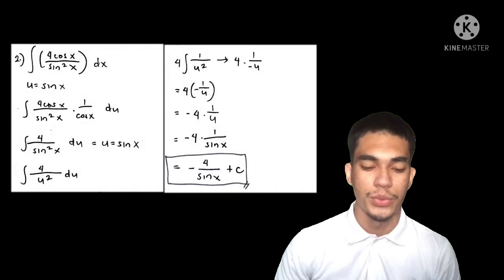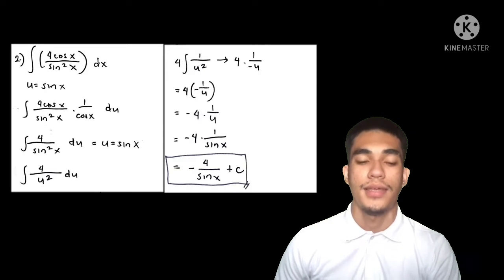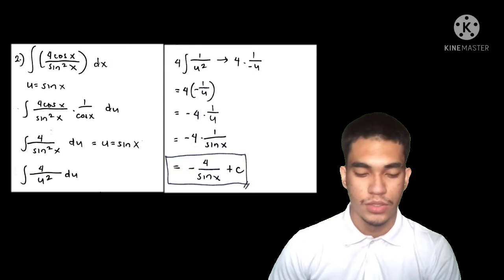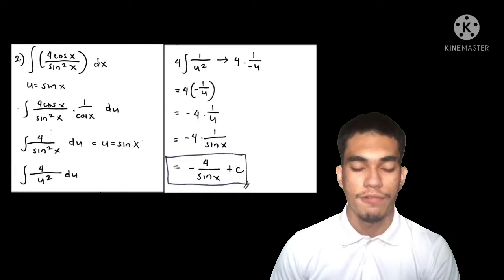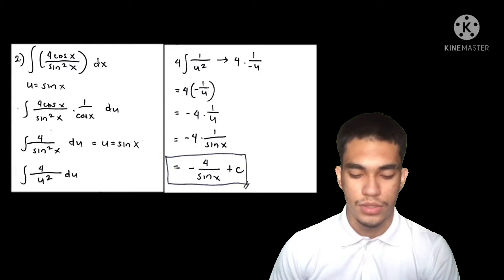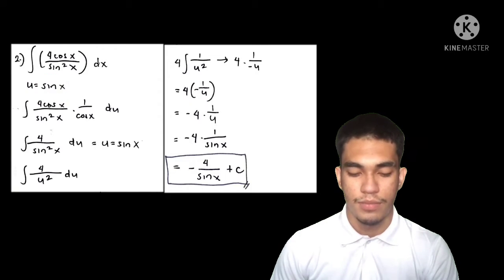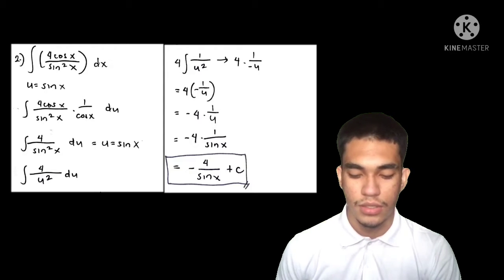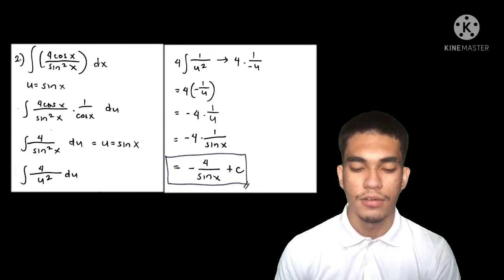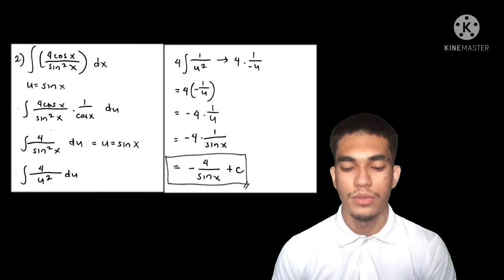So for our number 2, we have here the integral of 4 cosine x all over sine squared x dx. In order to solve this, we will differentiate both sides and we will need to get our u. So we have here our u, which is sine x, and if we differentiate both sides, we can cancel the cosine x. Now we have the integral of 4 over sine squared x in terms of du.